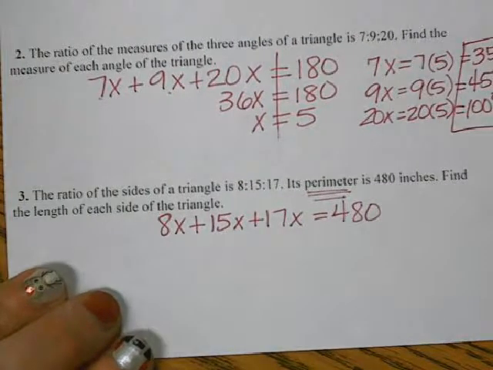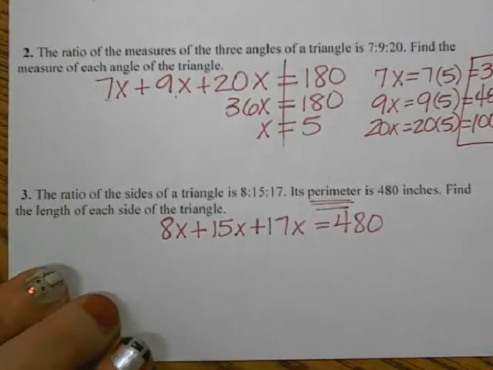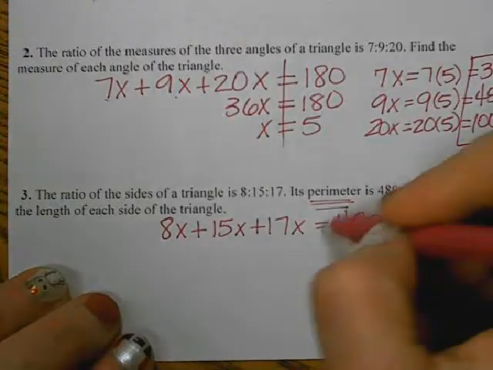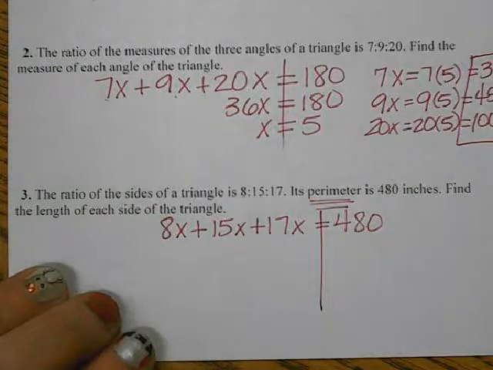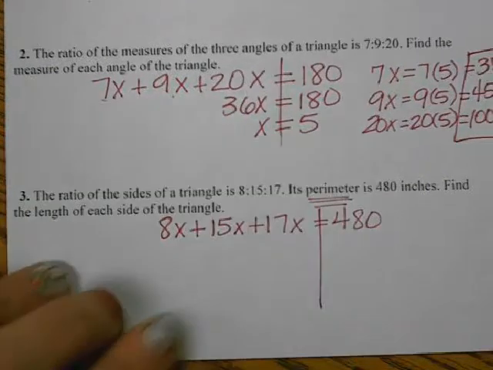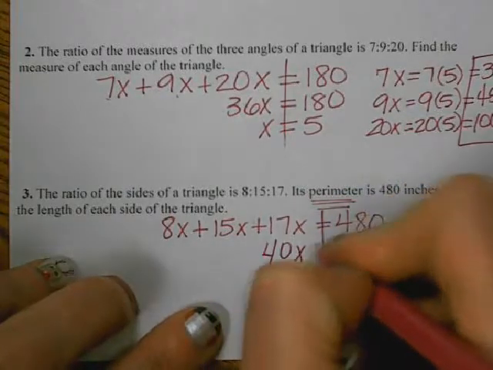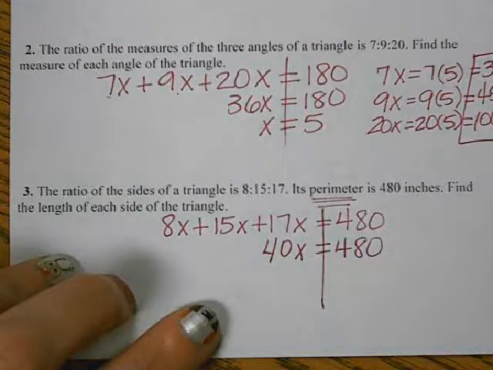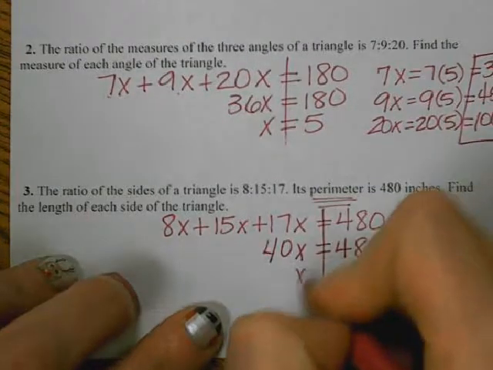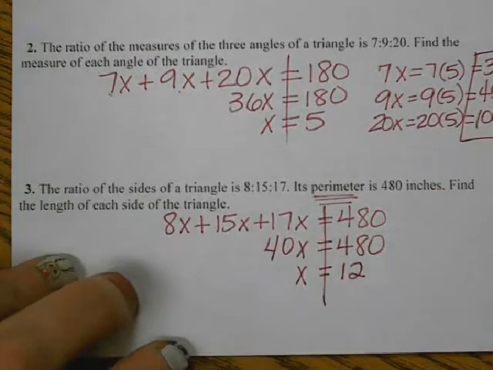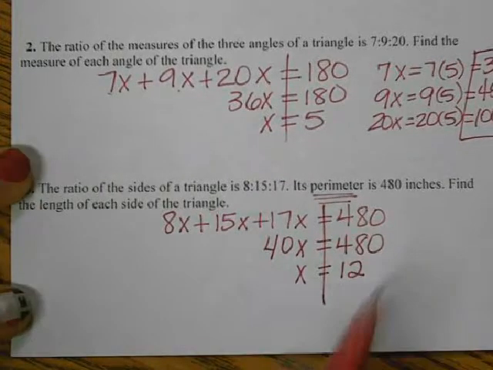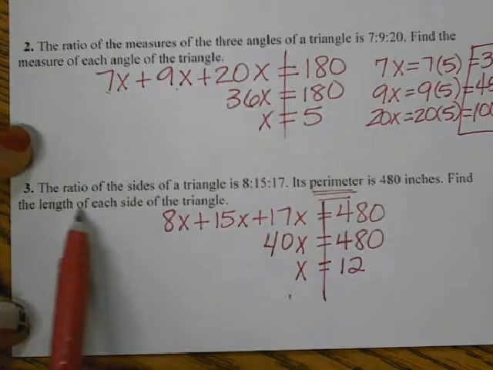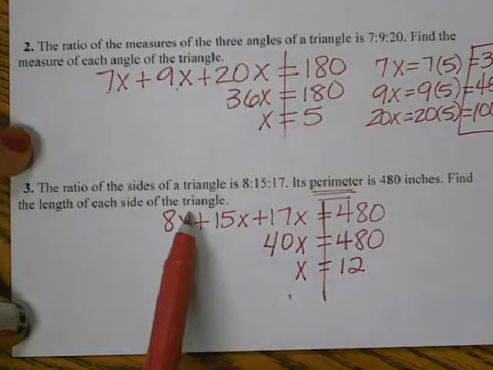So that's how you start this one, and then you just go ahead and solve it and get the length of each side. Okay? So 8 plus 15 plus 17 is 40. So 40x equals 480. And then we're going to divide by 40, so x equals 12. That's not my answer though, because I want to know the length of each side of the triangle.